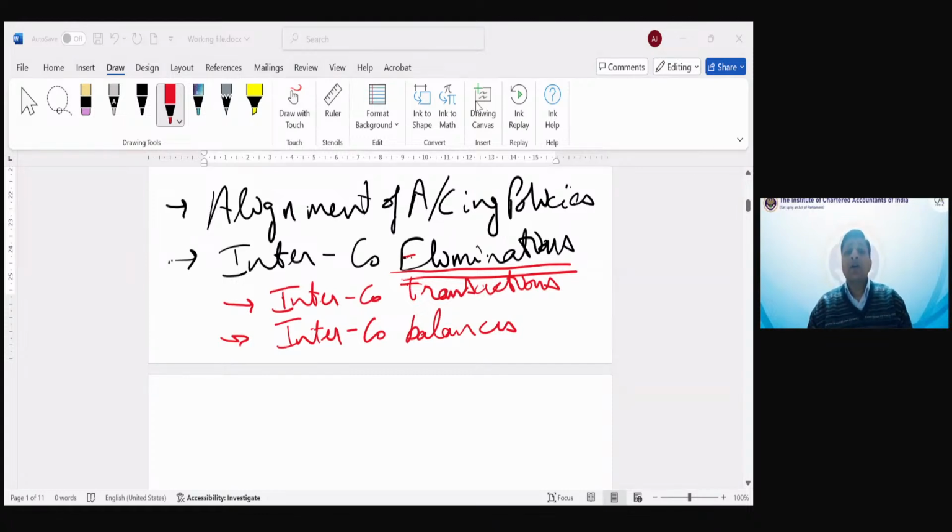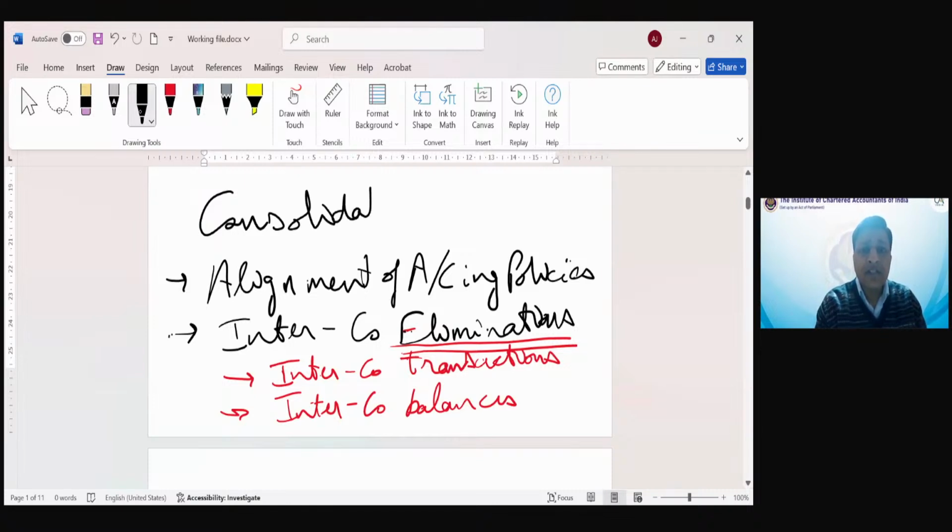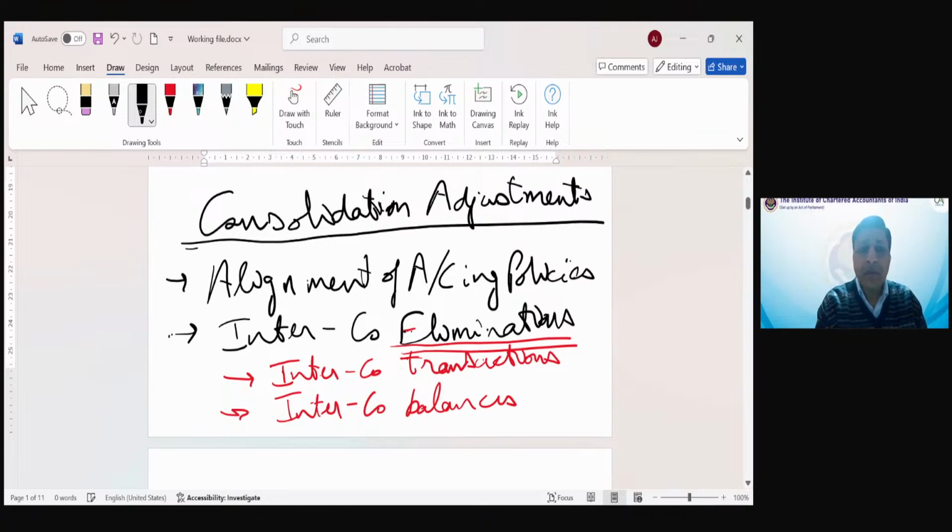Let us now also consider one adjustment which is required to be done at the time of consolidation. So these are all adjustments. We'll look at all of these adjustments one by one to begin with. And when we prepare the consolidated financial statements, some of these things you'll get to see.